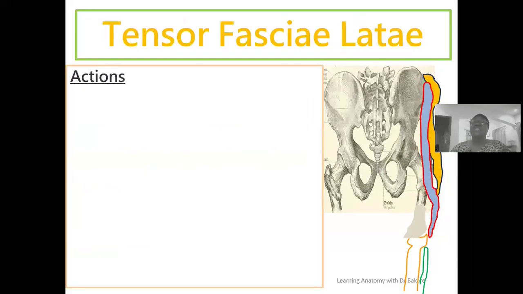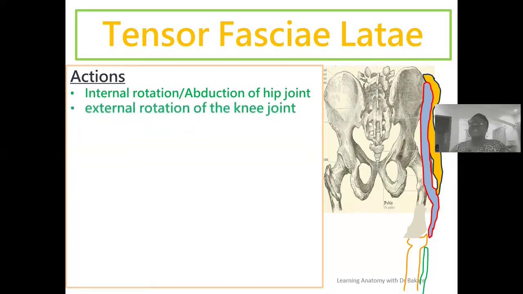So let's look at the actions of this muscle. This muscle exhibits internal rotation and also abduction of the hip. If you look at the orientation of this muscle, where it originates from and its insertion point, you see that it runs across the hip joint, and this is where it exerts these actions. It is also seen to exert external rotation of the knee joint.